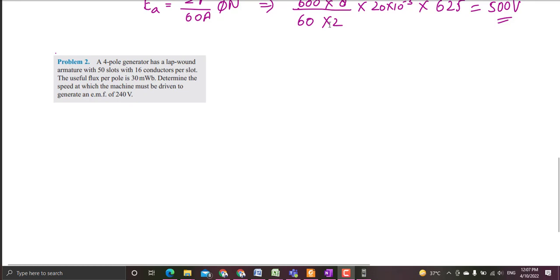Here we have to determine the speed. So first we will write what is given in the problem. The number of poles is given as 4.